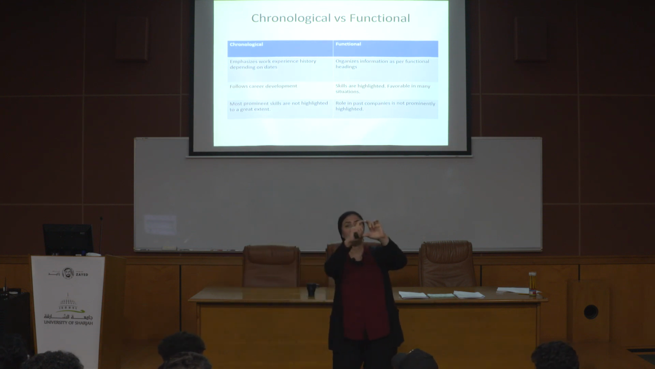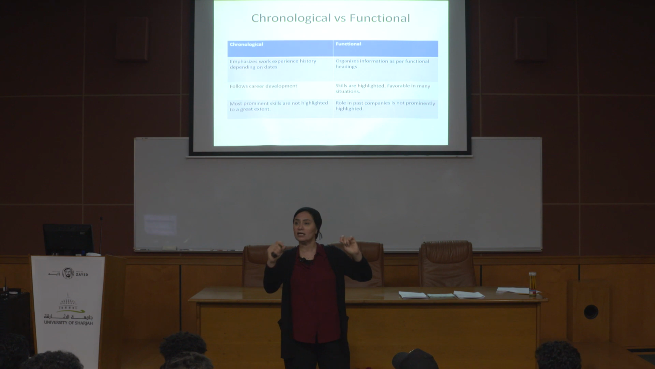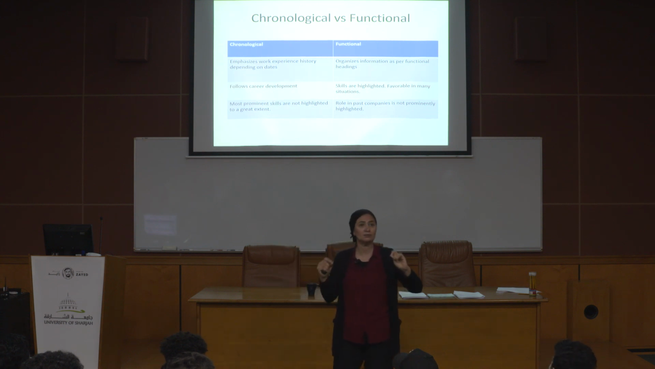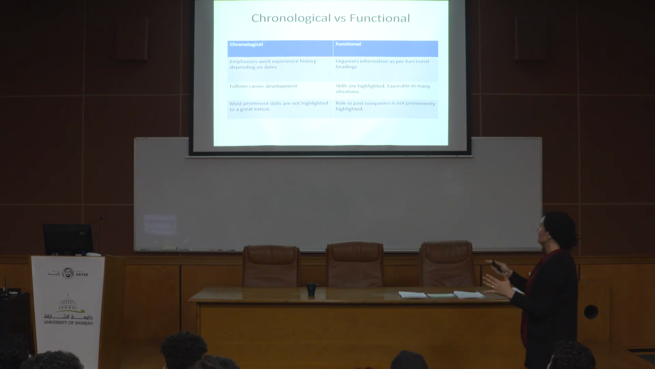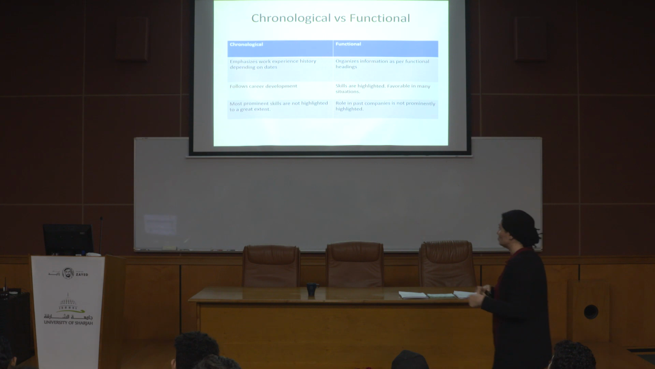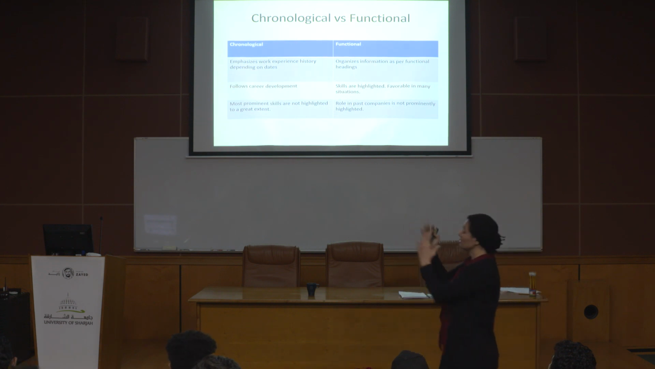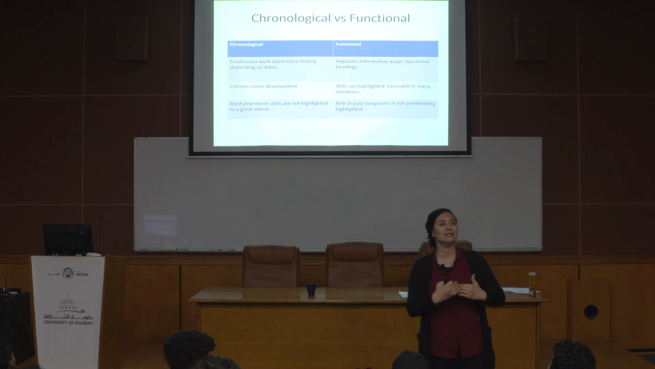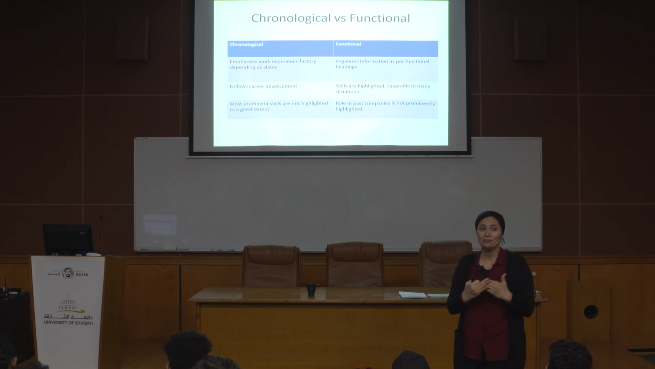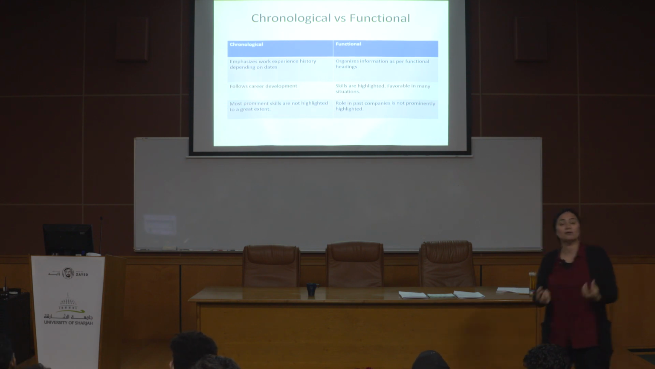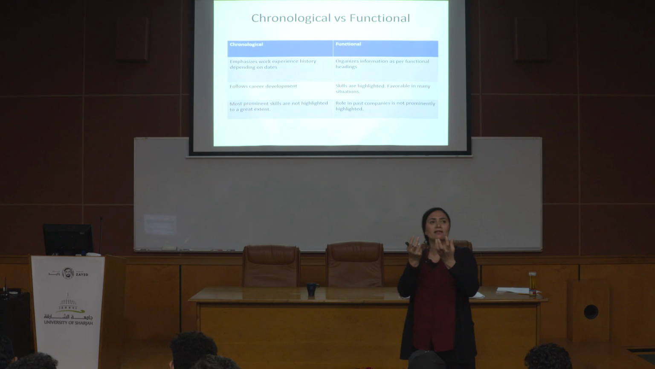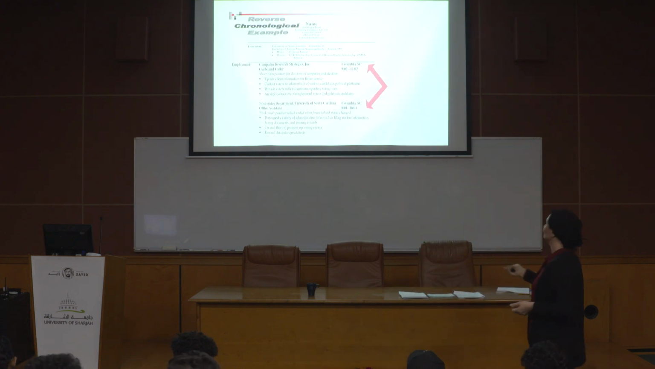So you need in the first part of your resume to highlight the most important information about you as an applicant. Now, the chronological one emphasizes work experience history depending on dates and follows career development. Most prominent skills are not highlighted to a great extent. So this one is for you. I put it in order for myself. But when it comes to applying for a job, it's much better to go to the functional one, to make emerge the part that you want the employer to know about you.